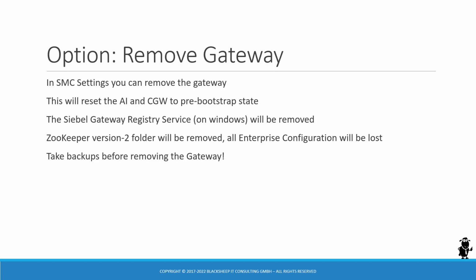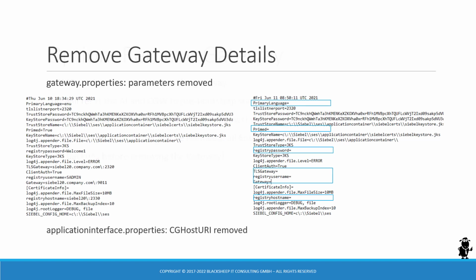So it is, of course, very highly recommended to take backups of the folders or entire machines before removing the gateway. If you remove the gateway, you will notice that the gateway properties and application interface properties file on the internal and external Tomcat respectively will have undergone some changes. Some key parameters will be empty.